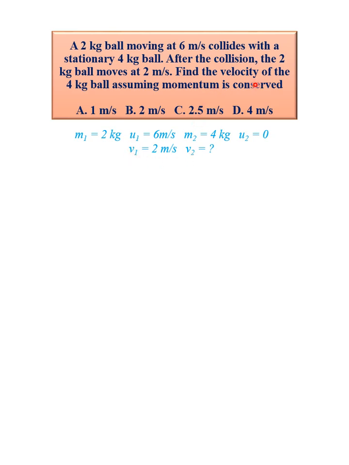Now we are told to find the velocity of the 4 kg ball assuming momentum is conserved. The 4 kg ball is the mass 2. We want to find its final velocity after it was hit by the 2 kg ball. That final velocity of the second object is V2. We don't know the answer, and that is what we are looking for. We are also told in the question that momentum is conserved.